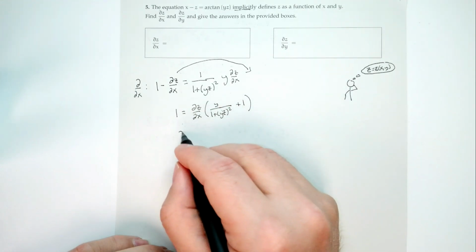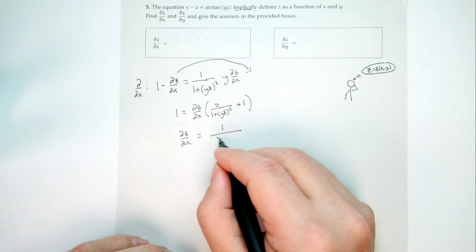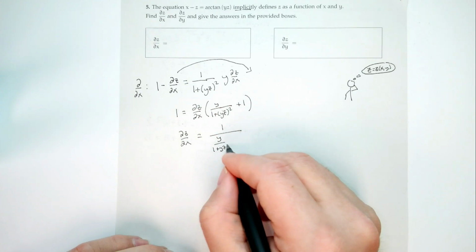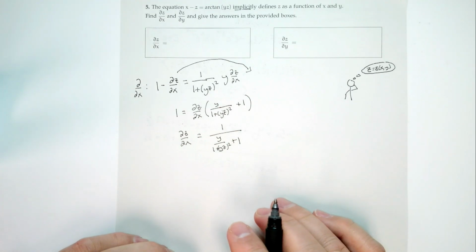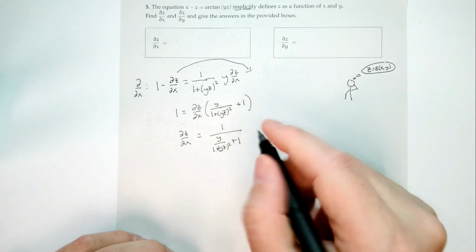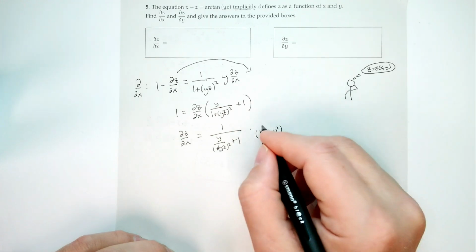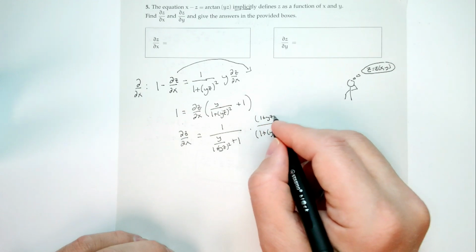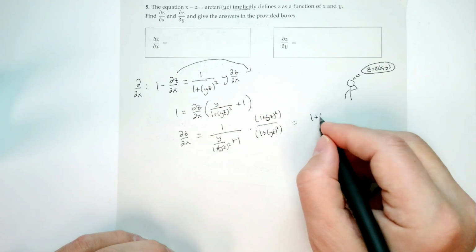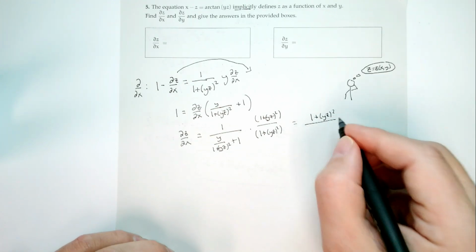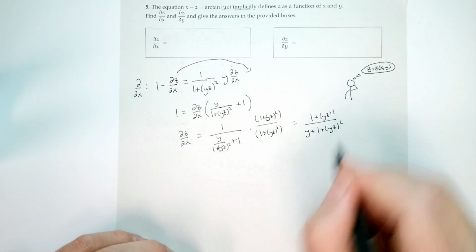So, dividing through, we get partial z partial x is equal to 1 over y over 1 plus yz squared plus 1. Now, I don't like fractions within fractions. I mean, who does? So let's multiply top and bottom by 1 plus this yz squared. That'll get rid of our fraction downstairs. So we'll get 1 plus yz squared, divided by y plus 1 plus yz squared.